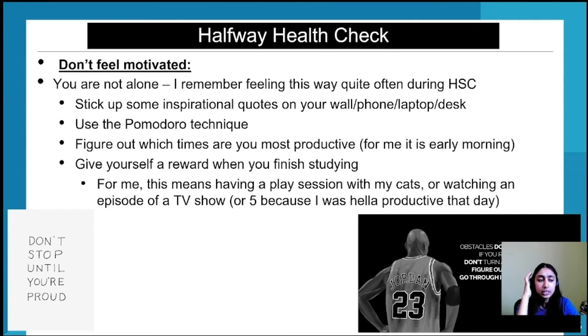Give yourself a reward when you finish studying. For me, it means having a PlayStation with my cats because that's like the highlight of my day, or watching a TV show, or possibly five because I was super productive that day. Up to you. But find something that's rewarding, having a piece of chocolate, whatever it is, so that you actually feel a bit more fulfilled.